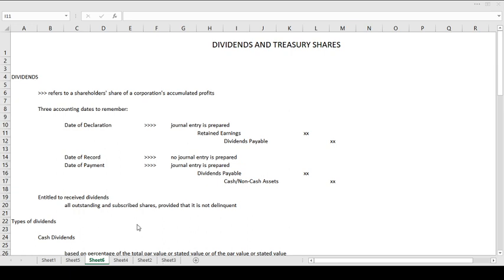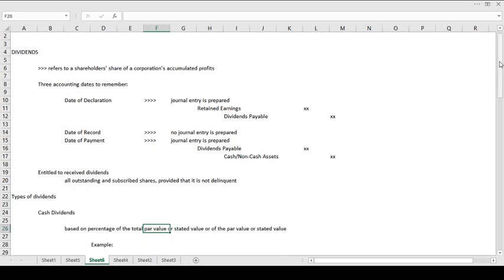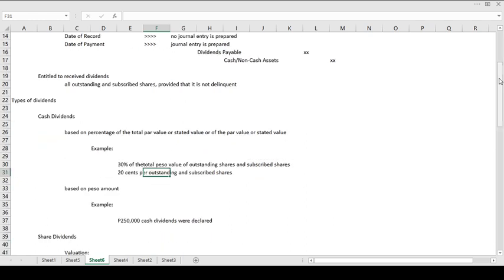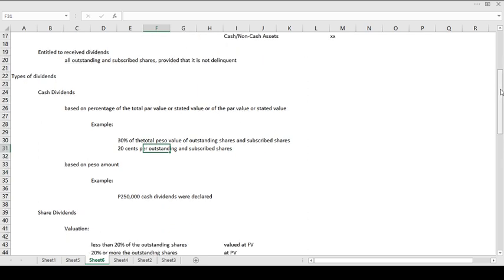Next, we have different types of dividends. But in this case, we are going to discuss only two types of dividends because the other dividends are not too common. But these two types of dividends that I'm going to discuss are the common dividends that you will encounter in answering problems in the canvas. We have the cash dividends and the share dividends.